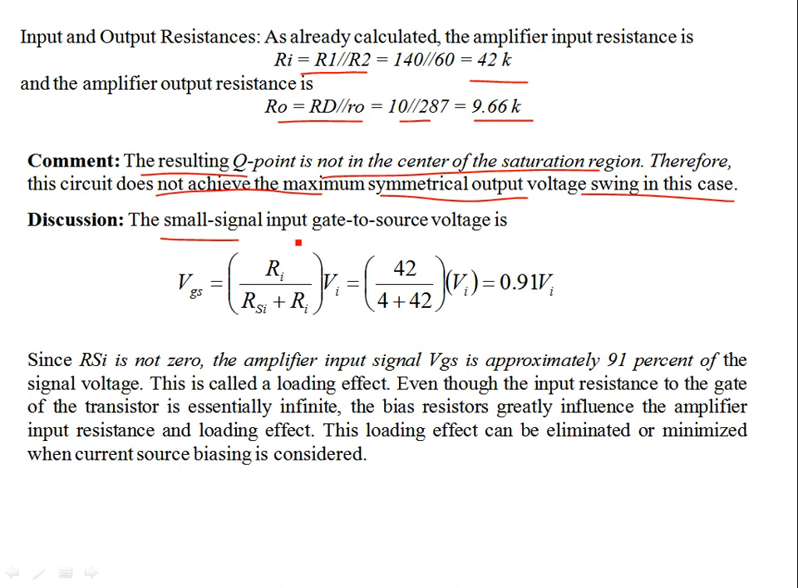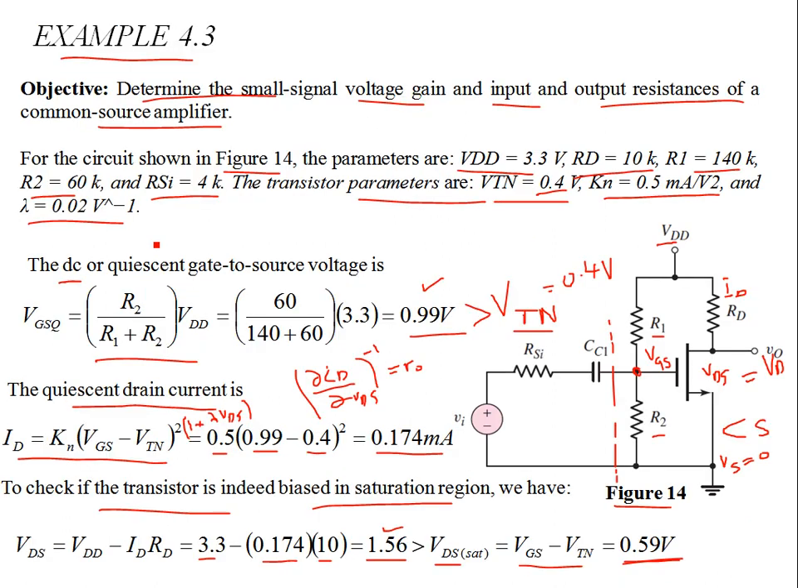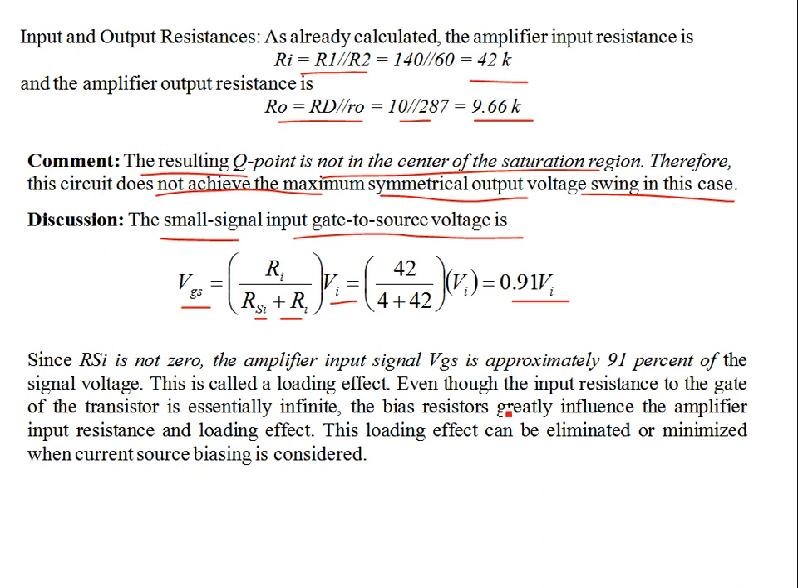So the small signal input gate to source voltage is given as VGS equals RI over RSI plus RI times VI, which is about 91% of VI. This is the loading effect, right? This RSI is not zero. Although we are not considering the capacitive impedance at the signal frequency, there is RSI, which you cannot ignore, and this resistance is 4 kilo ohms, as compared to the parallel combination of R1 and R2, which is 42 kilo ohms. This part does produce the loading. It loads the input of the MOSFET. So this is 42 over 4 plus 42, 42 over 46, which is 91%. So you get 91% of the input signal at the gate terminal.